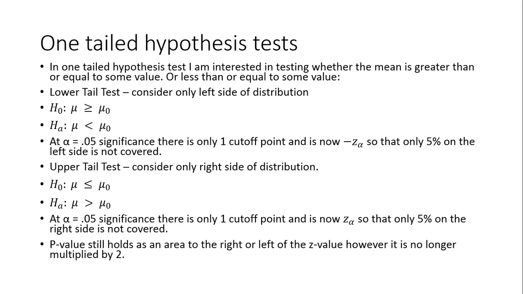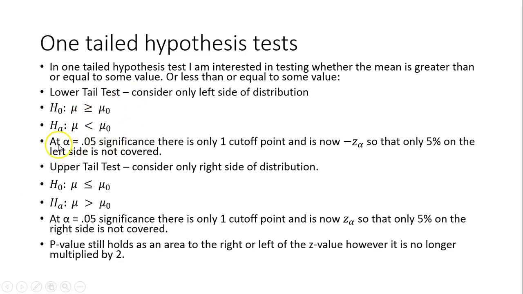The next topic here is one-tail tests. So far, especially with the confidence interval, we did these two-tail tests, but sometimes you can have one-tail tests. In a one-tail test, I'm interested in testing whether the mean is greater than or equal to some value, or less than or equal to some value. A lower tail test considers only the left side of the distribution. So I can reject if my x bar is significantly lower than my hypothesized value, but I cannot reject the null if I get an x bar that's much bigger than mu.